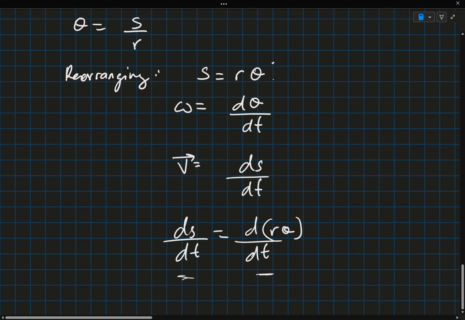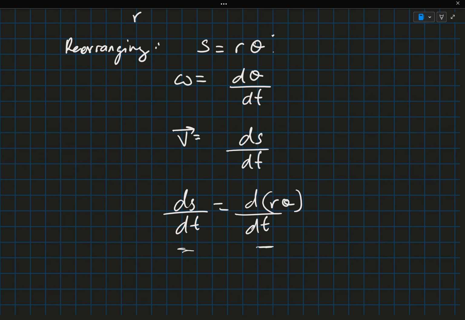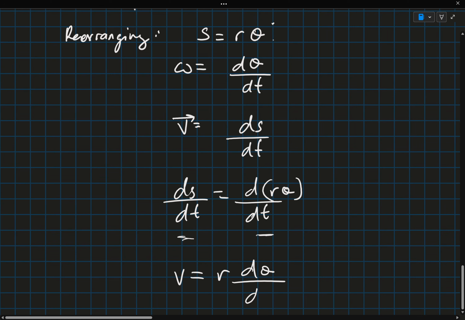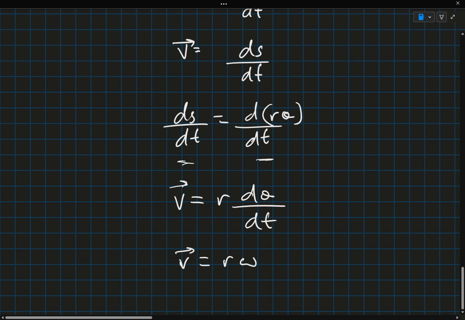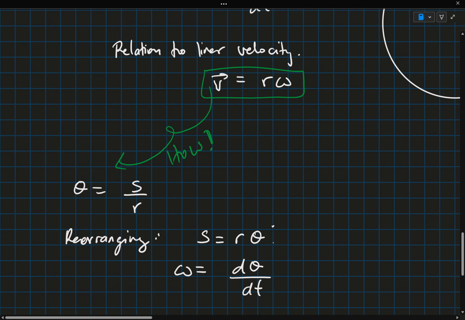If we rearrange now, we can end up with v equal to r d theta dt. And what is d theta dt? That is equal to omega. Is that fine now? You can see where we got that? So that's how we proved that.